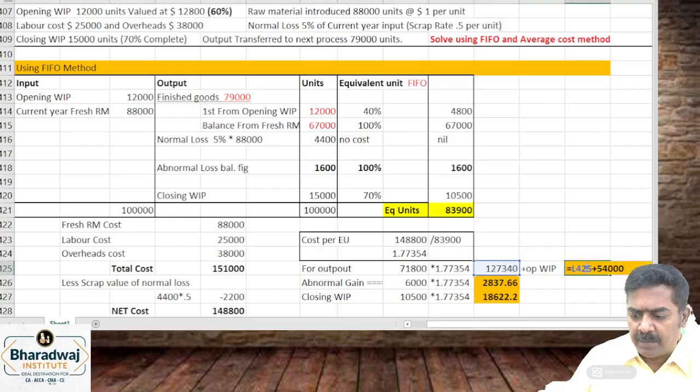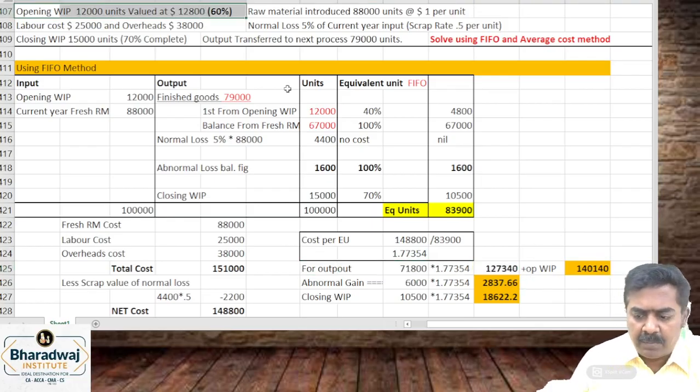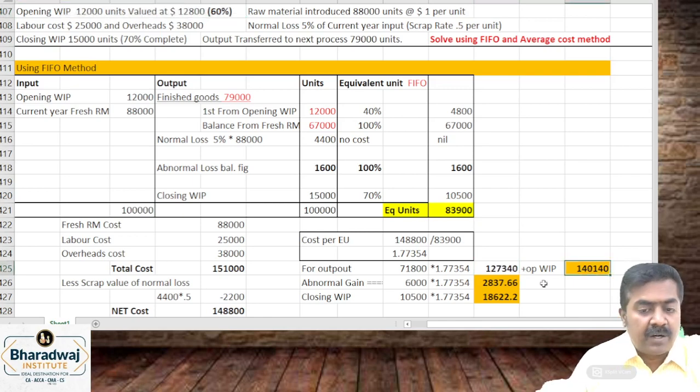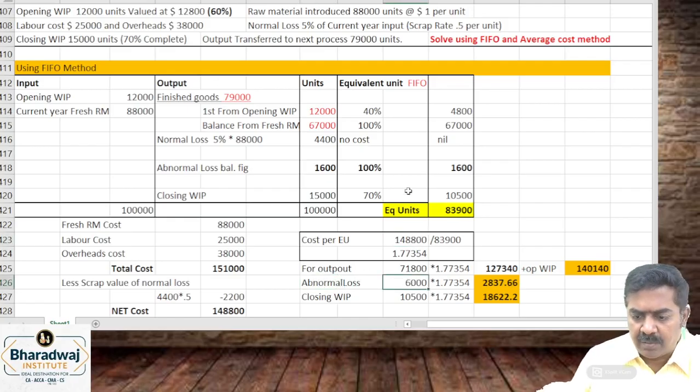Add opening WIP value also here, 12,800. So output transferred current year cost is 127,340 plus opening WIP value 12,800, that is 140,140. Abnormal loss. What is the equivalent unit?